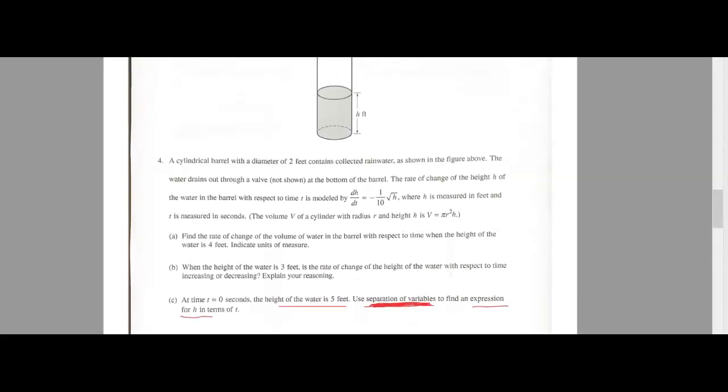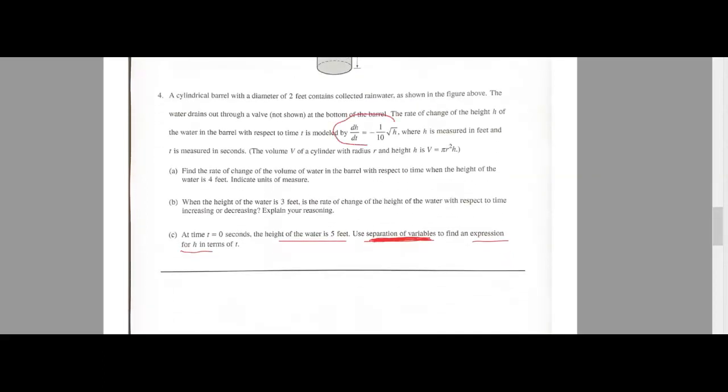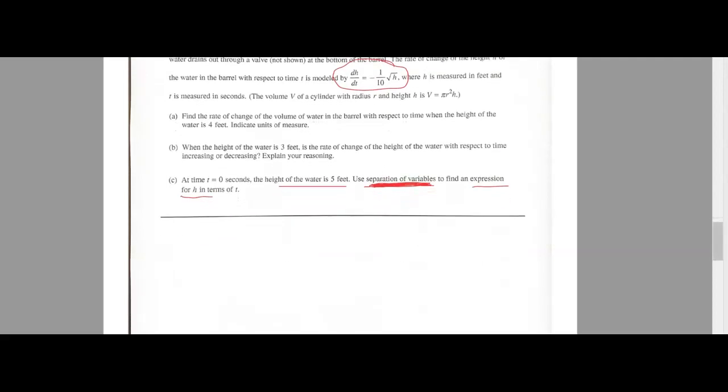So it says at the time of 0 seconds, the height of the water is 5. So they're giving you an initial position. It says using separation of variables, find an expression for h. Well, we were given the graph, that doesn't do us any good here. What we were given is the derivative of h. So we were given dh/dt equal to negative 1/10 times root h. Understand first, if we're looking for the actual height in terms of time, and this is our derivative, we've got to do the antiderivative of this.